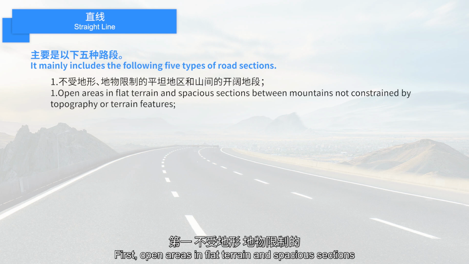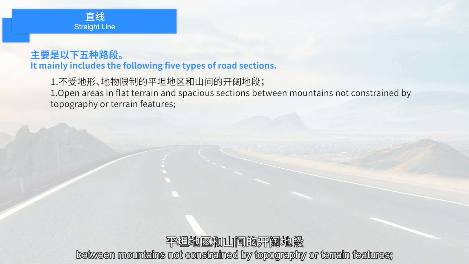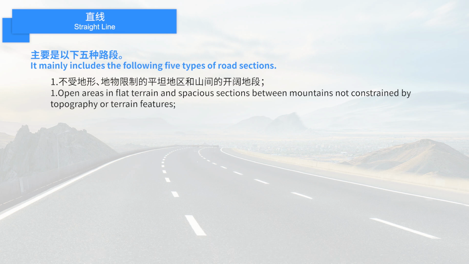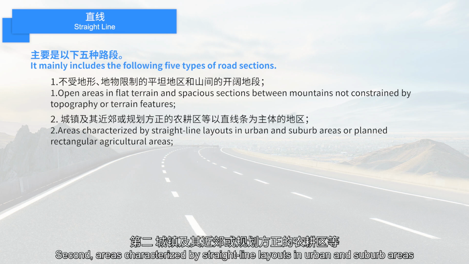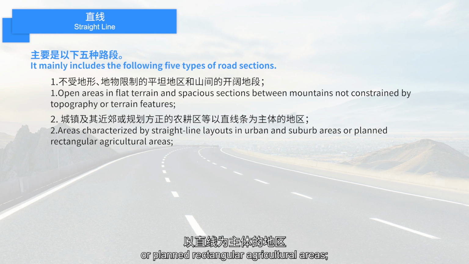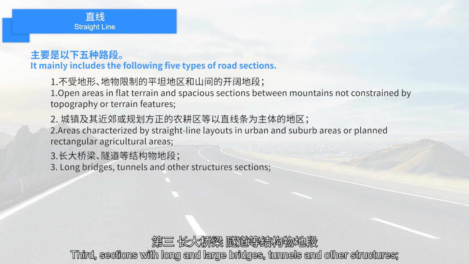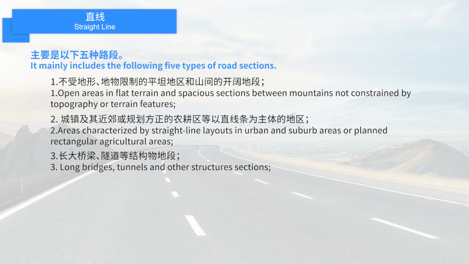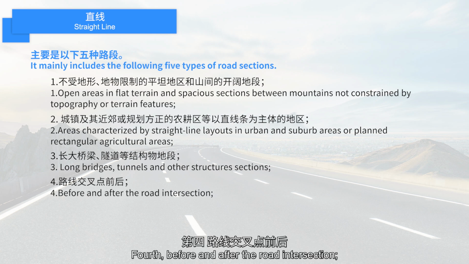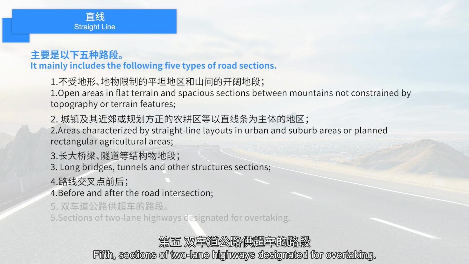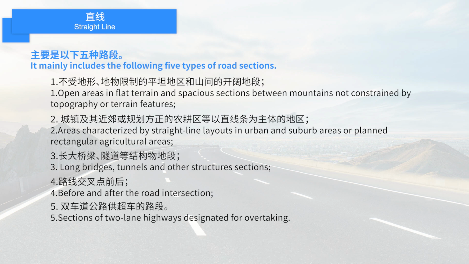First, open areas in flat terrain and spacious sections between mountains not constrained by topography or terrain features. Second, areas characterized by straight line layouts in urban and suburb areas or planned rectangular agricultural areas. Third, sections with long and large bridges, tunnels, and other structures. Fourth, before and after the road intersection. Fifth, sections of 2-lane highways designated for overtaking.